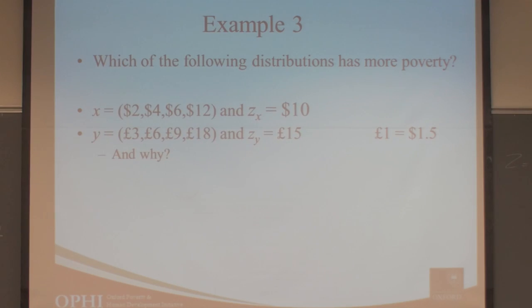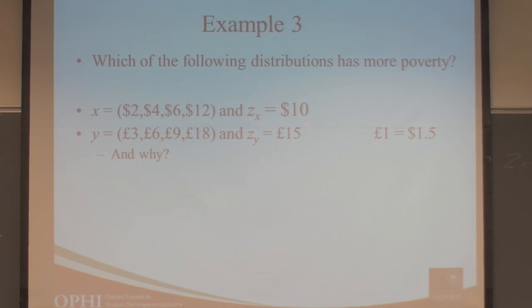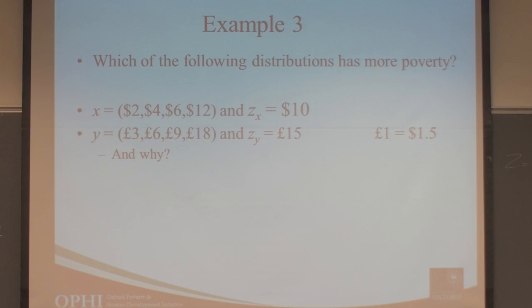Good. Example 3. So you have again two distributions, X and Y. Here you are measuring everything in dollars, here you are measuring everything in pounds. You have changed and updated the poverty line and every income, so it's just a mere change of exchange rate. Which society should have more poverty? Which society should have less? Do you unanimously agree? Okay.